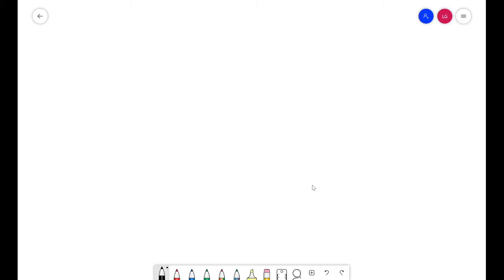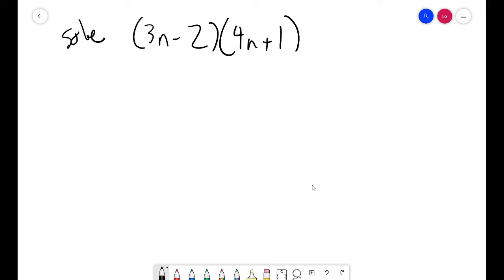So, going to continue on with some quadratic equation solving by factoring. Let's look at this problem. So we want to solve (3n minus 2)(4n plus 1) equals 0. We recall this type of question.